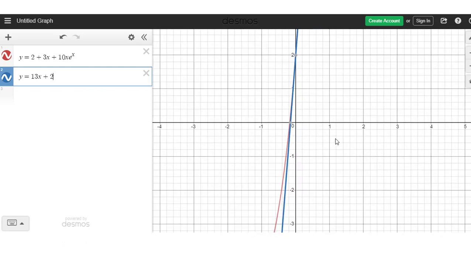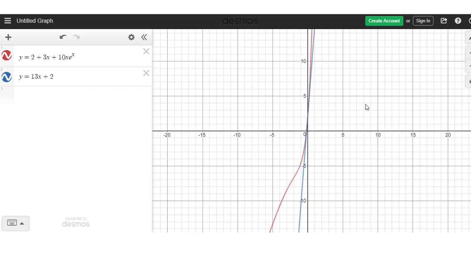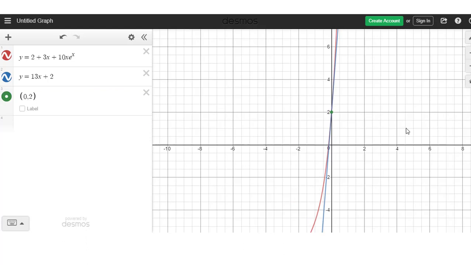I'm going to just zoom in a little bit. Here I'm going to plot the point (0, 2) so you can see the point of tangency there. And you see that the blue line is very close to the red curve around the point (0, 2) because it's got the same slant as the graph at that specific point. And that's what we expect to see when we're looking at the tangent line most of the time.